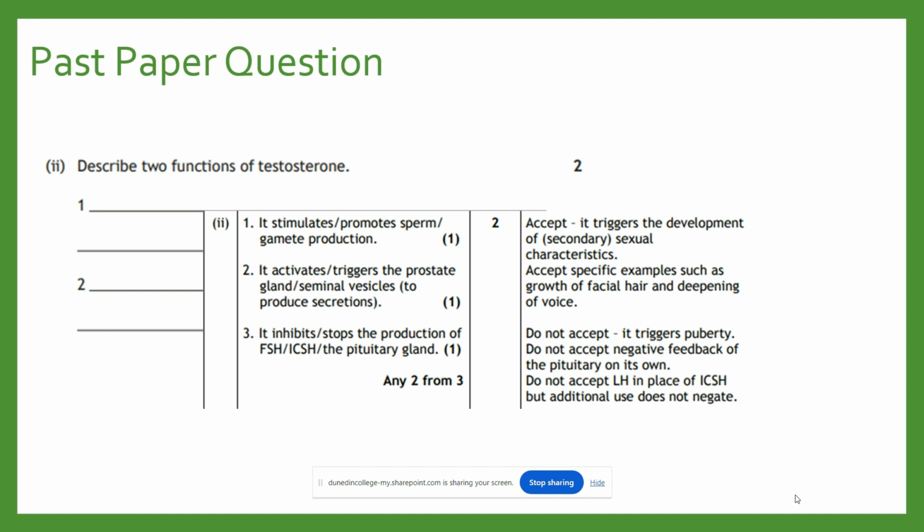But what you couldn't refer to is, do not accept it triggers puberty. It doesn't, remember that's the hypothalamus. Do not accept negative feedback of the pituitary on its own. It has to be about the release of the hormones. And do not accept LH in place of ICSH. But if you do use it more than once, you won't be penalised multiple times. So if the questions are about the male reproductive system, do refer to it as ICSH, the interstitial cell stimulating hormone.